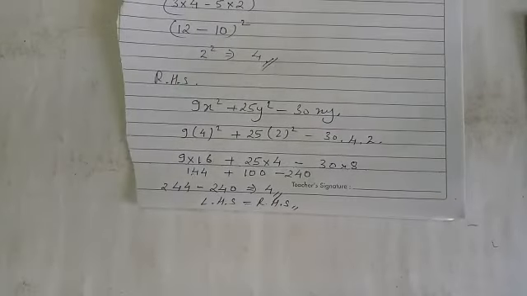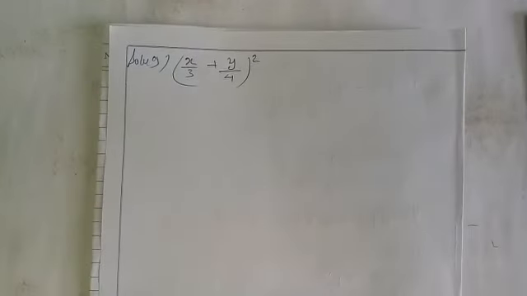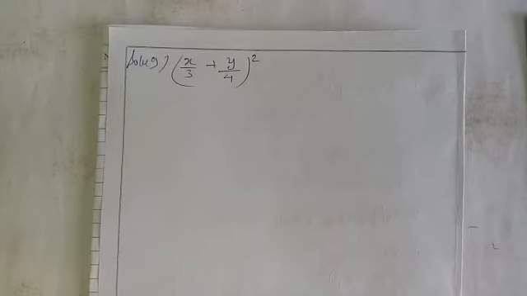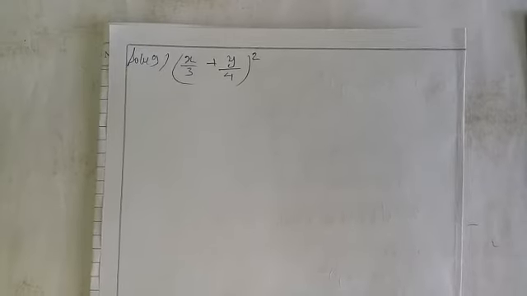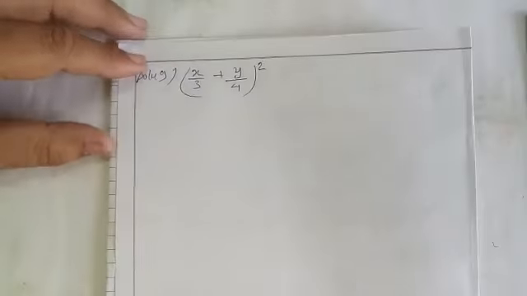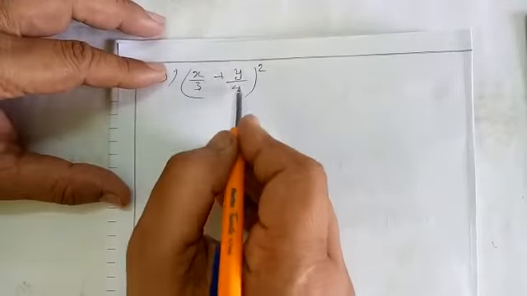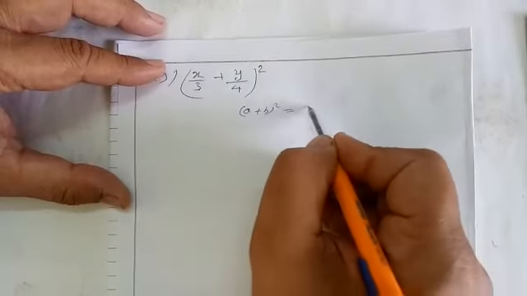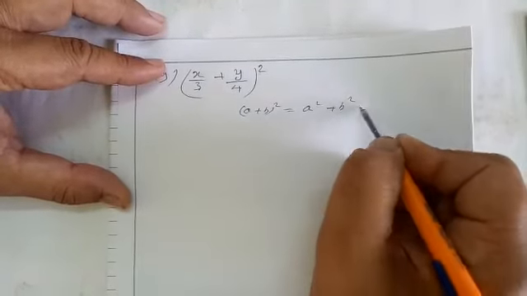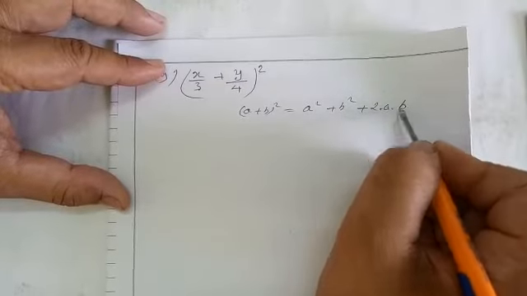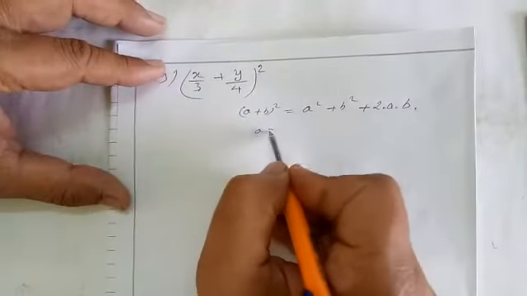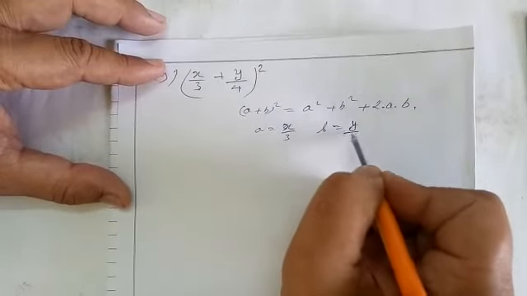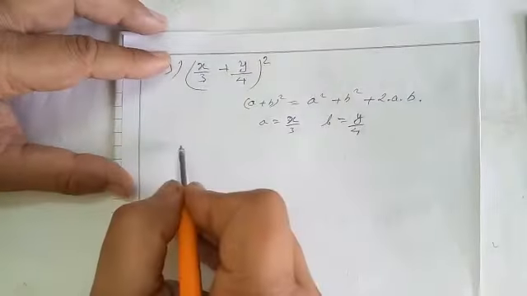Is it clear? Question number 9. Will you try by yourself? You can try. First you solve, then you see my video. Don't see my video and PDF first. You just try first. X upon 3 plus y upon 4 whole square. It is in the form of a plus b whole square. Its identity is a square plus b square plus 2 into a into b. Here a is x upon 3 and b is y upon 4.